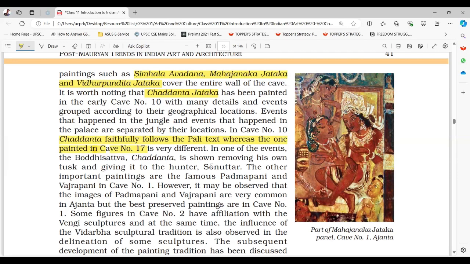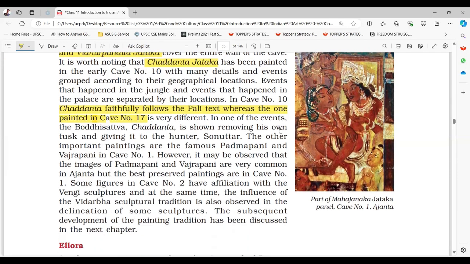The other important paintings are the famous Padmapani and Vajrapani in cave number 1. However, it may be observed that the images of Padmapani and Vajrapani are very common in Ajanta, but the best preserved paintings are in cave number 1.